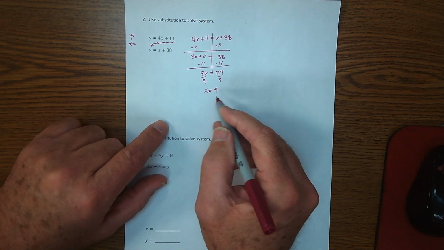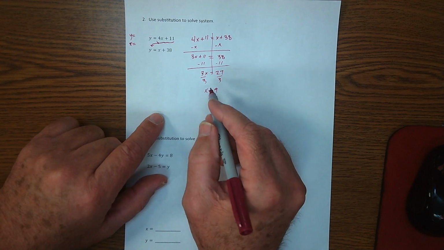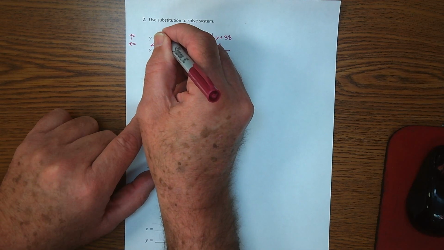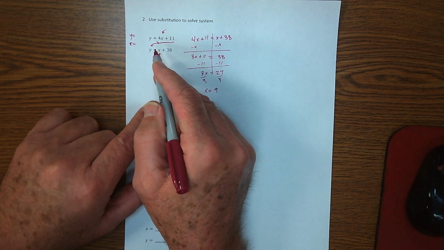Now, with that answer right there, I'm not done yet because I don't know what the y equals. Okay, so I've got the x. I'm going to take that number now and put it back into one of these equations. It doesn't matter which one, because they're both solved for y, so it doesn't matter which one you choose.